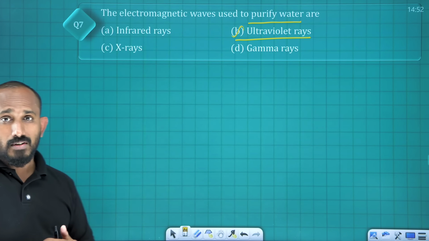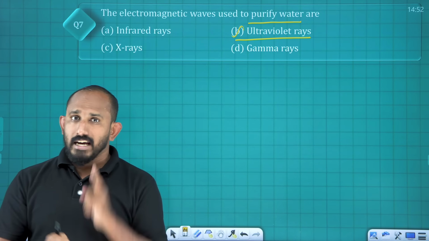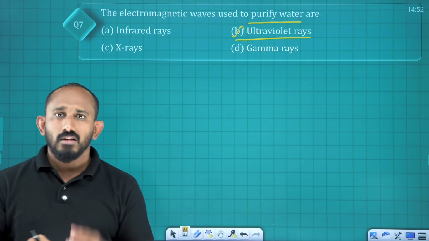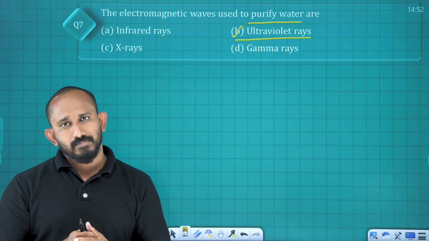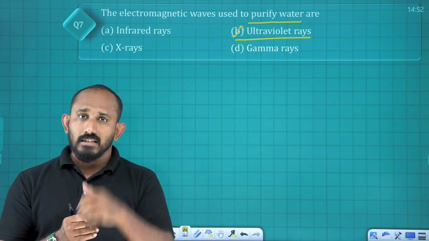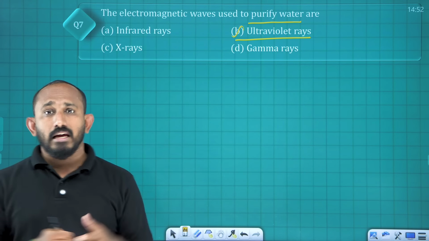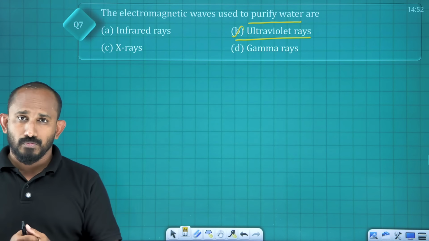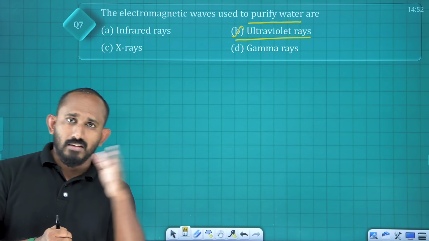Then we have X-rays here. What are they used for? Medical diagnosis: if bones are fractured, we use X-rays to get the scan. In metal detectors, like to scan luggage at airports, we use X-rays. So X-rays have those uses.